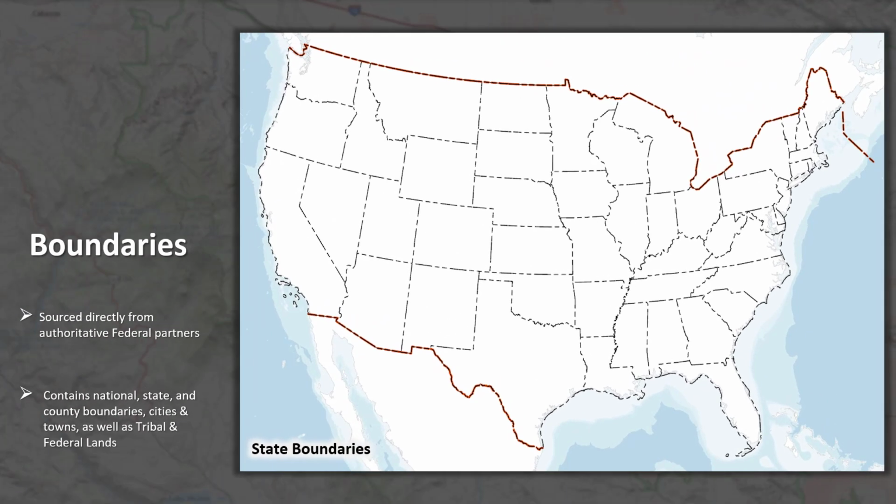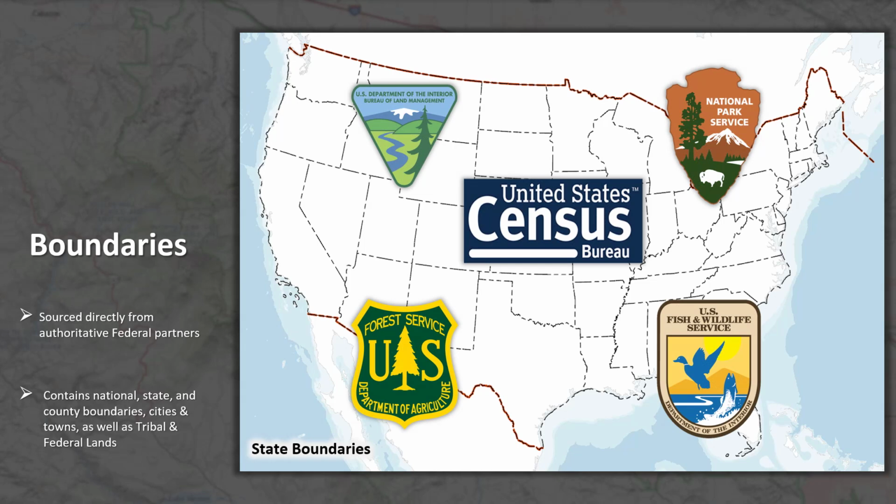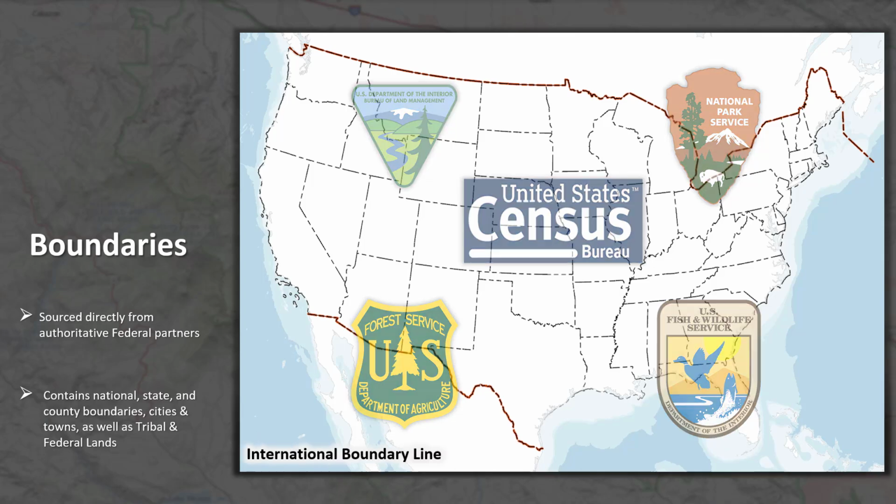Boundary data represents major civil areas for the nation and are useful in understanding the extent of jurisdictional and administrative units for a wide range of applications, including managing resources, responding to natural disasters, and engaging in recreational activities. The boundaries layer for the national map is sourced primarily from federal partners, including the U.S. Census Bureau, the U.S. Forest Service, the National Park Service, the U.S. Fish and Wildlife Service, and the Bureau of Land Management.